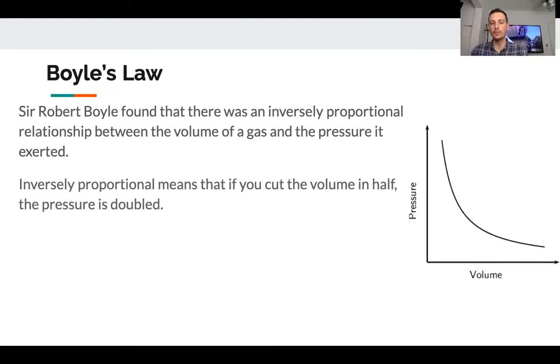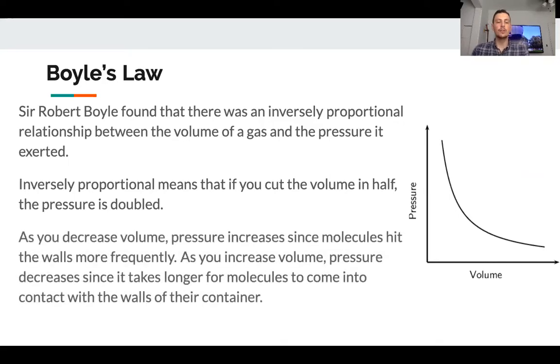So inversely proportional means that if you cut the volume in half, the pressure is going to be doubled. And in our example we just did, if you double the volume, the pressure was cut in half, right? So it's inversely proportional, meaning if one goes up, the other goes down by that same factor. So again, as you decrease the volume, the pressure increases because the molecules are hitting the sides of the wall more and more frequently. Then as you increase the volume, the opposite happens. The pressure goes down because there's more space for the gas to move around without actually hitting the walls of the container.